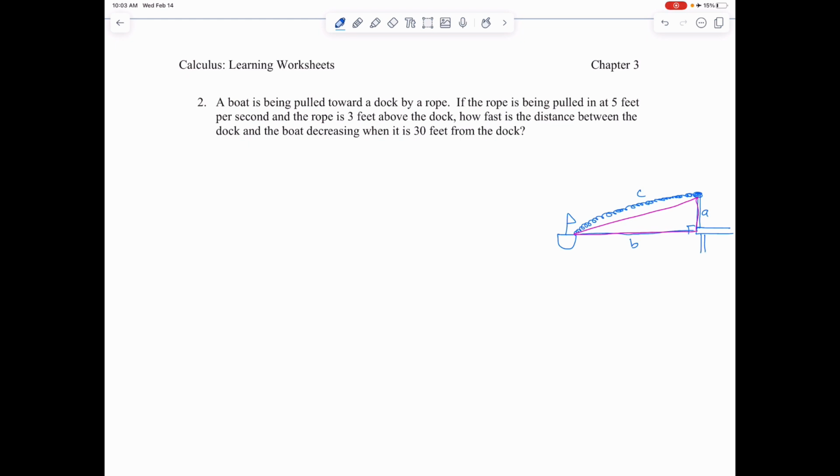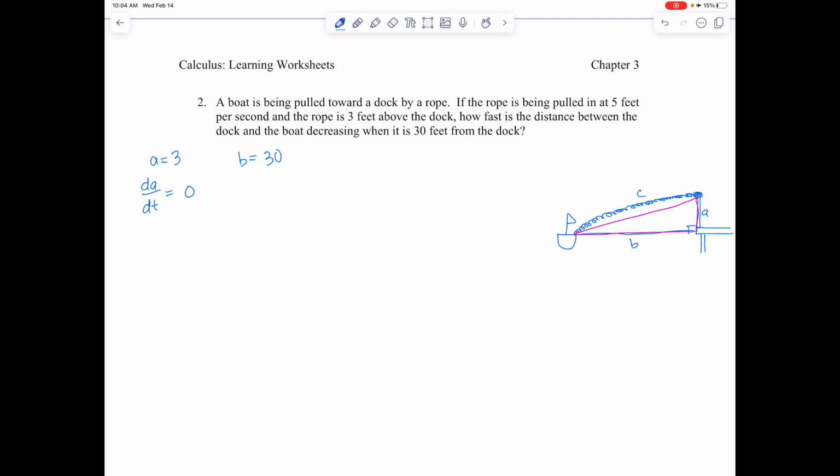So let's label some things. Our height A, we said it's 3 feet above the dock. So our height A is 3. That is not changing. So dA/dt, the rate that our A is changing, is 0. It's not changing. It's staying there. B is the distance away from the dock. And we said the boat is 30 feet away from the dock.